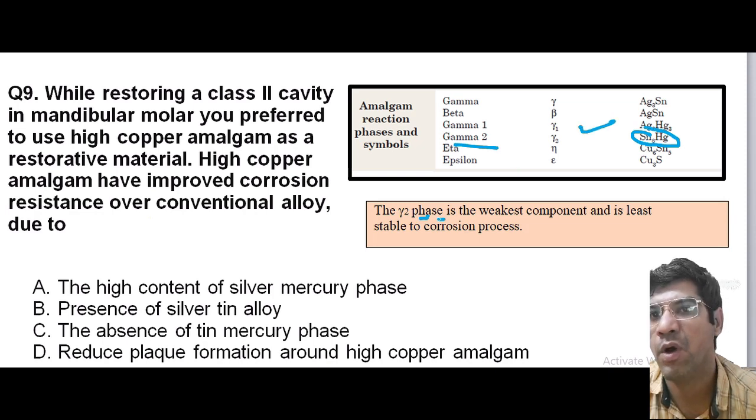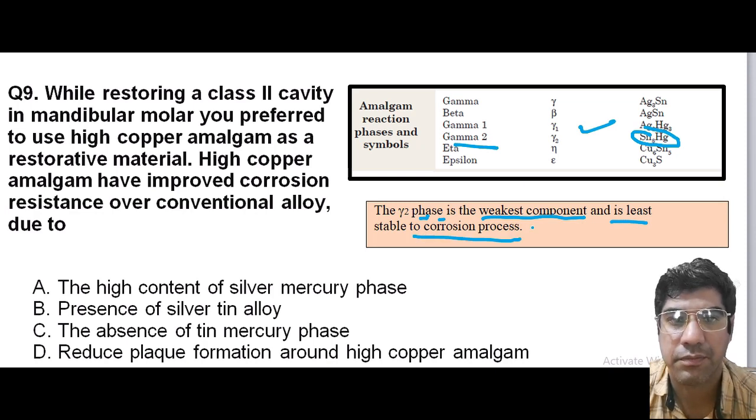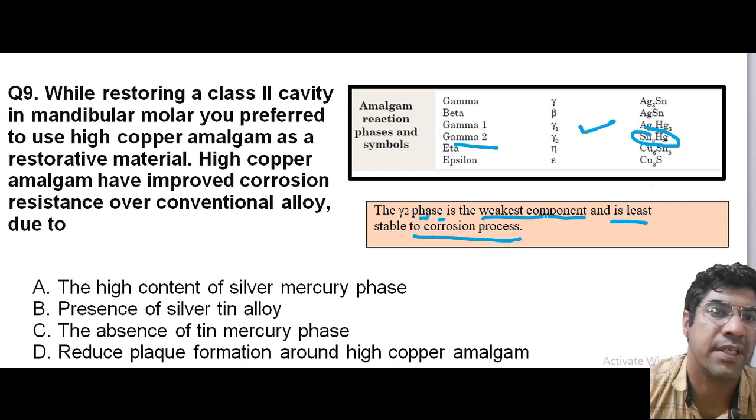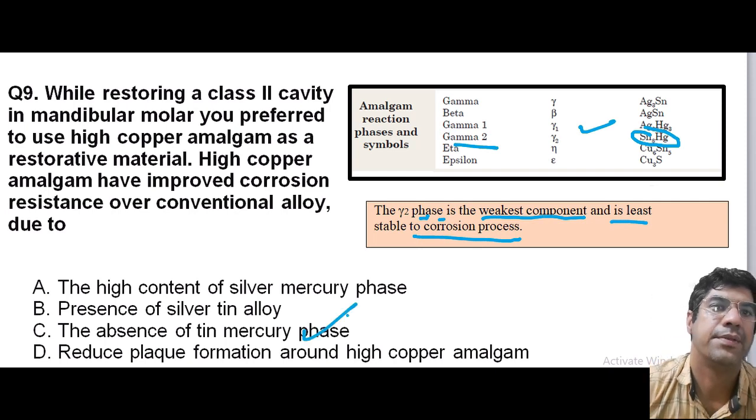As we all know, gamma 2 is the weakest component and it is least stable to the corrosion process. So by reducing the tin content, high copper amalgam minimizes the presence of this phase, that contributes to enhanced corrosion resistance. So that is why the answer is C.